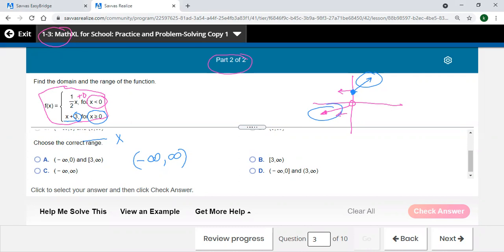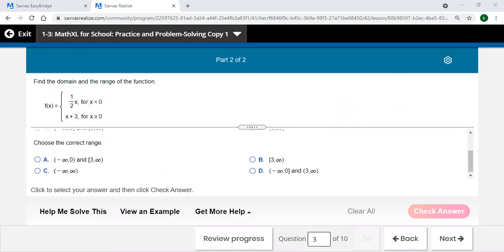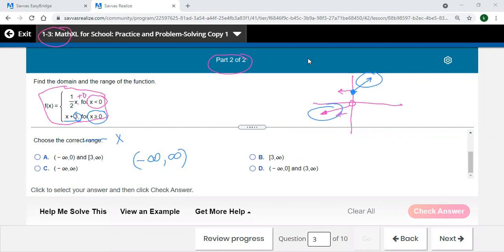Let's erase some of this stuff. And now, whoops, let's undo that. I wanted that graph back. I want to erase just some of this stuff. So remember, now we're doing the range. So for the range, that's y. And remember, I always say start from low and then go to high.